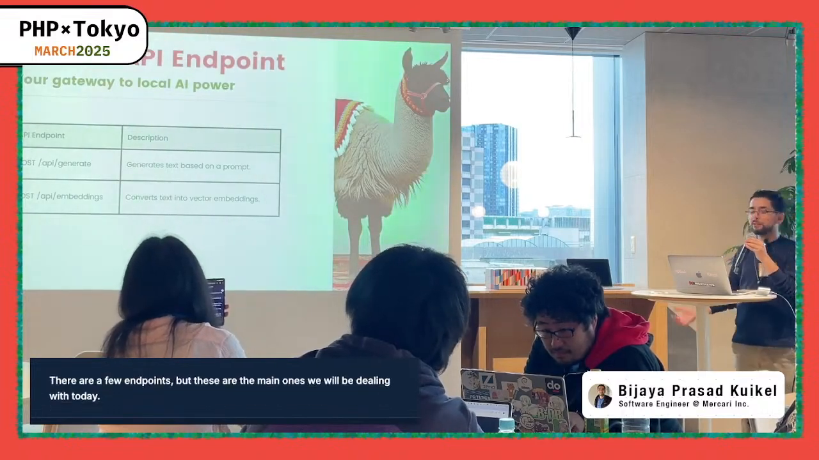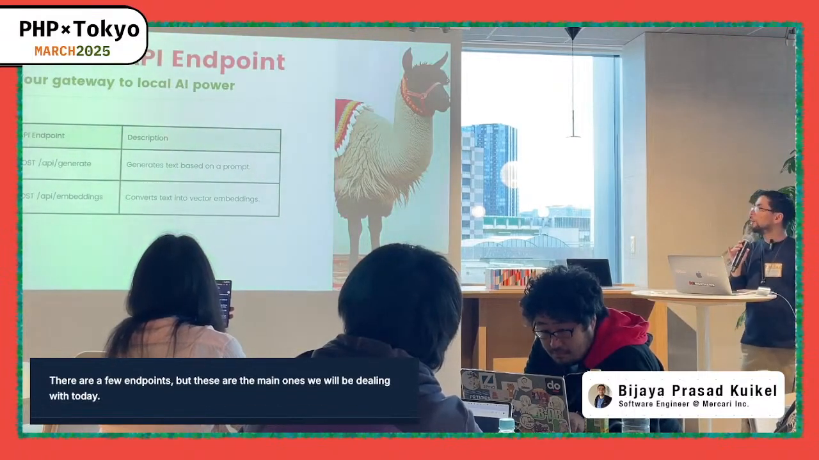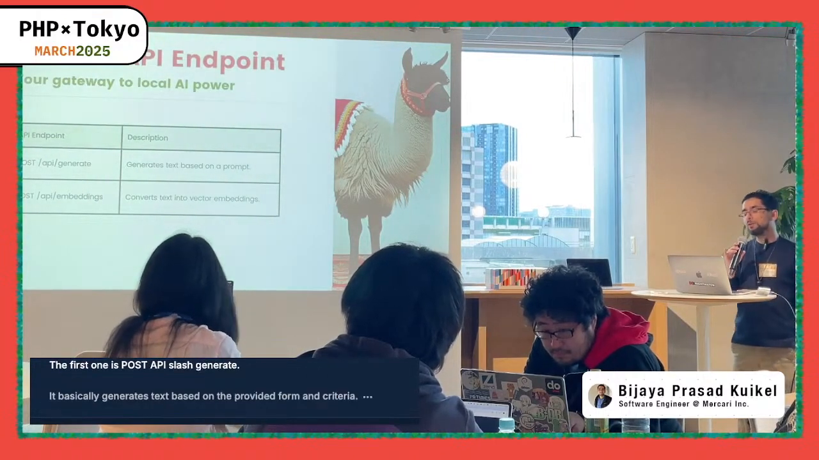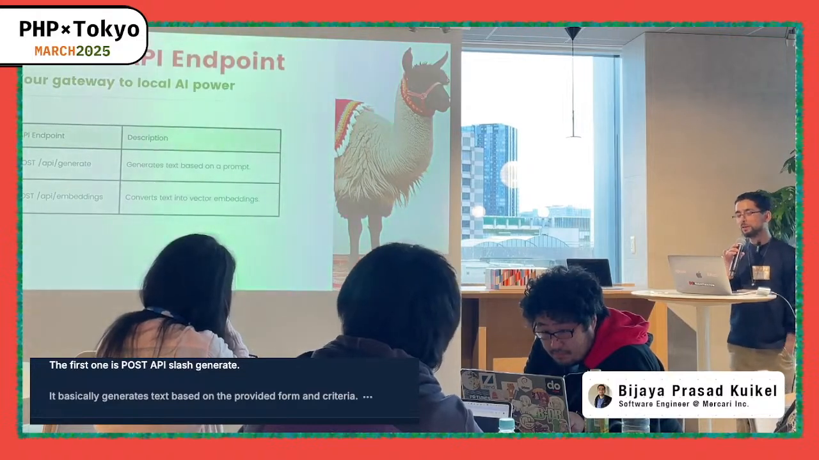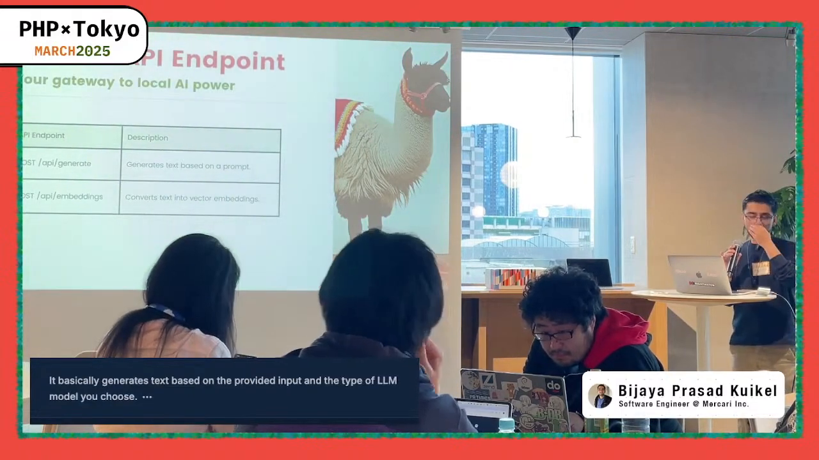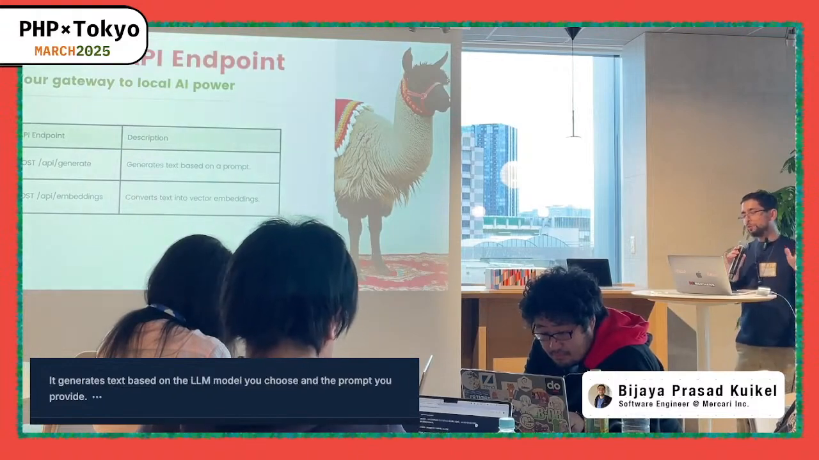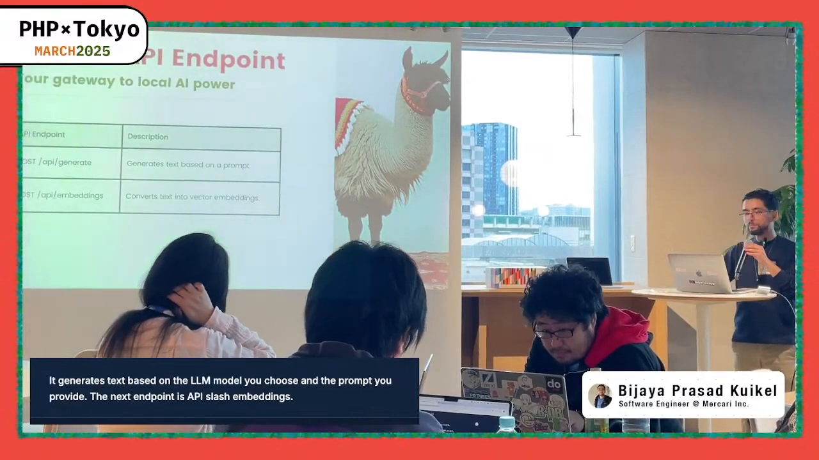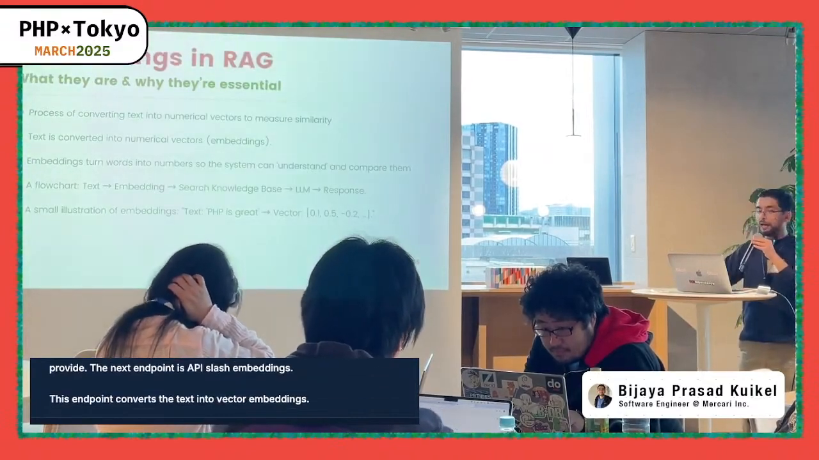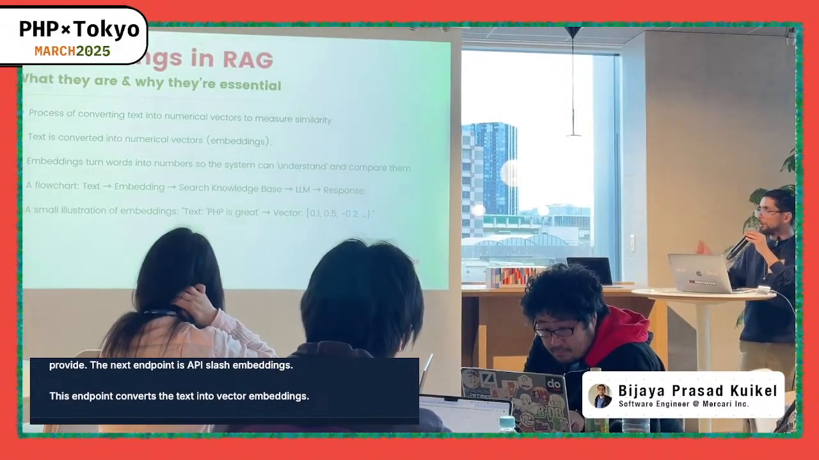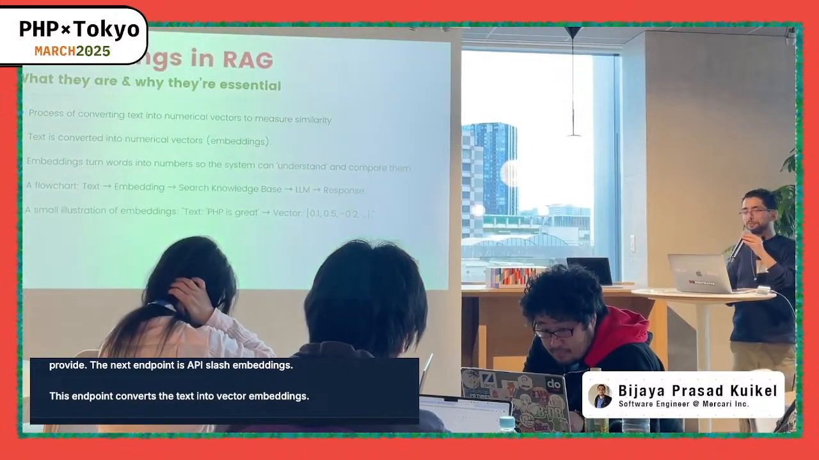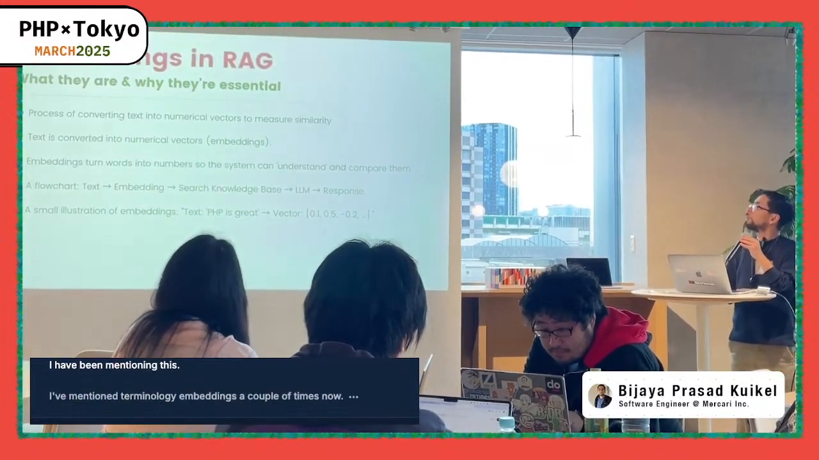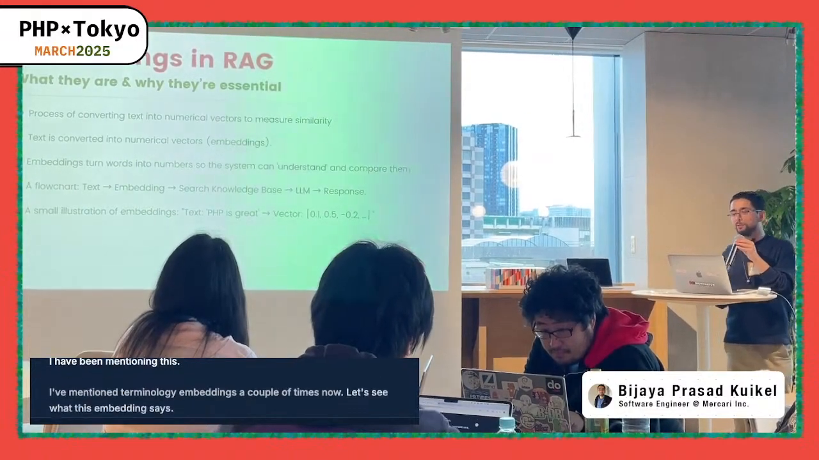It generates text based on a provided prompt, depending on which LLM model you are choosing and what prompt you are passing. The next endpoint is /api/embeddings. This endpoint converts the text into vector embeddings. I have been mentioning this terminology, embeddings, a couple of times now. So let's see what they are and why they are essential.